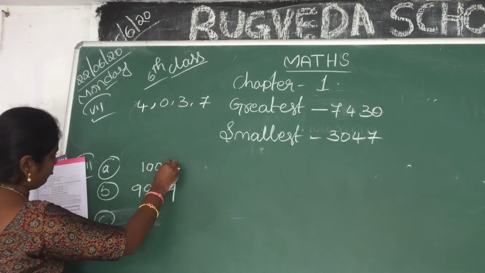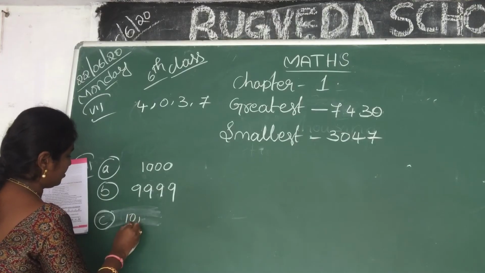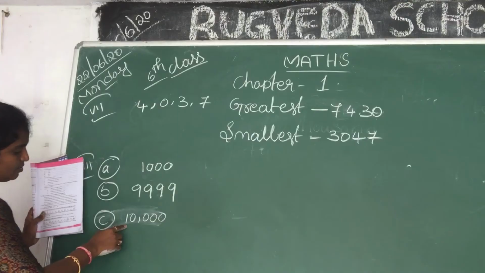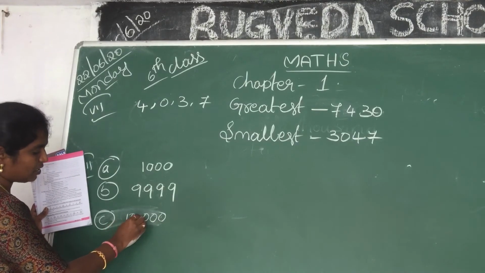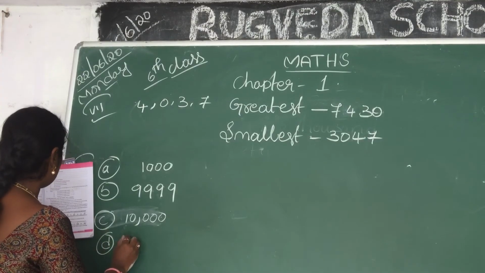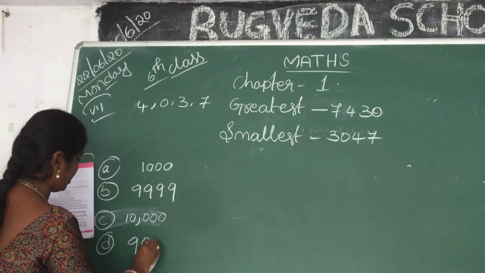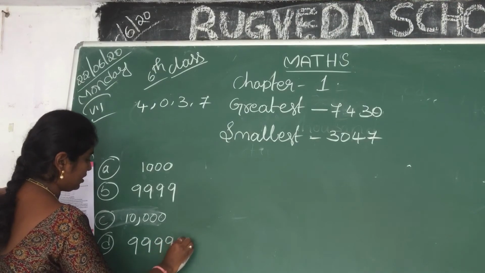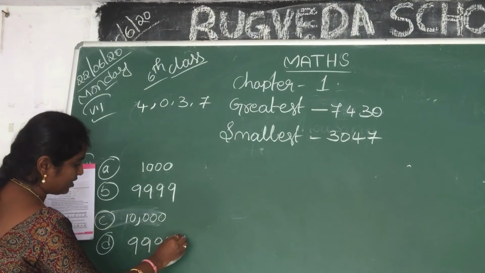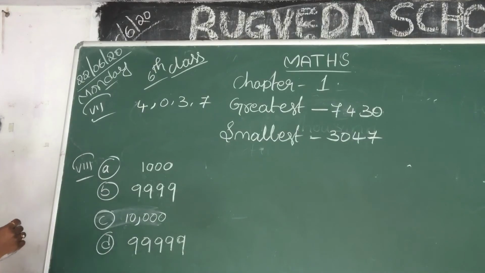Here we wrote the smallest 4-digit number. Again here we want the smallest 5-digit number. 1, 2, 3, 4, 5. Here we get 5 digits, and this is the starting number of the 5 digits, that is 10,000. Next, the greatest number in 5 digits. 99,999. Here we got 5 digits 1, 2, 3, 4, 5. This is the greatest number in 5 digits.